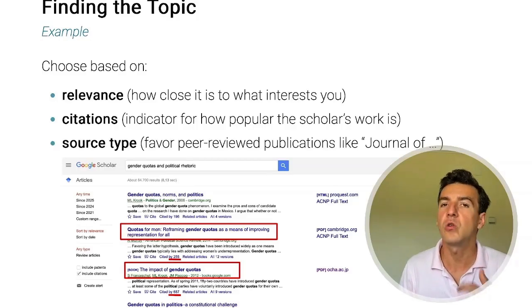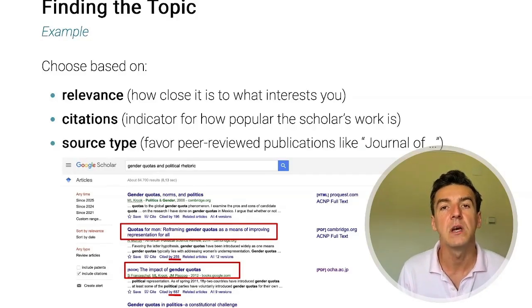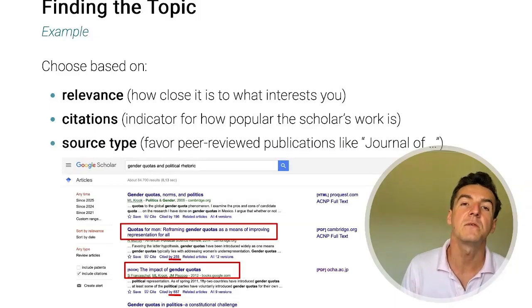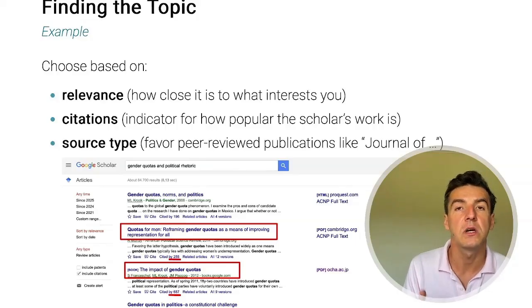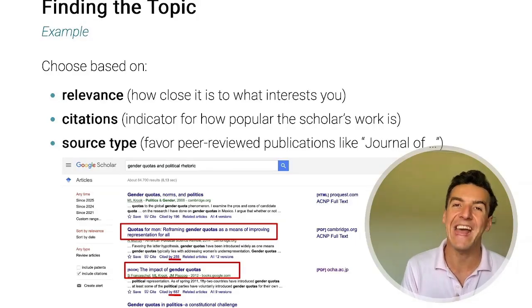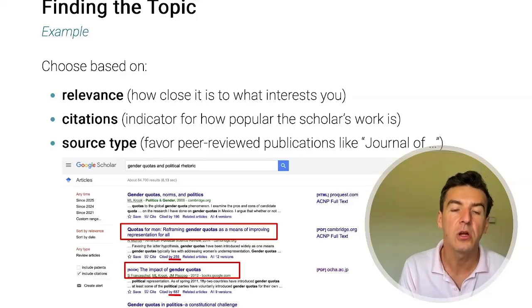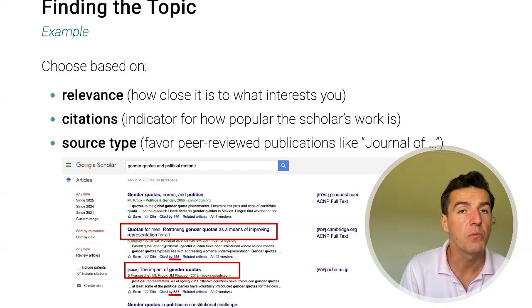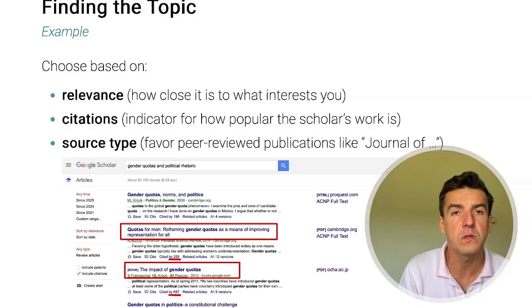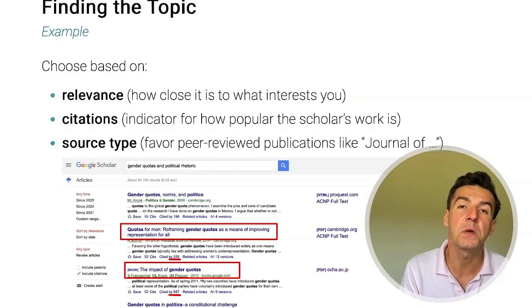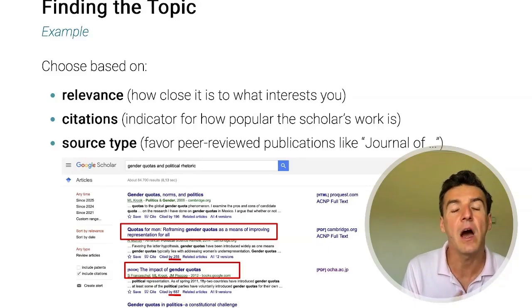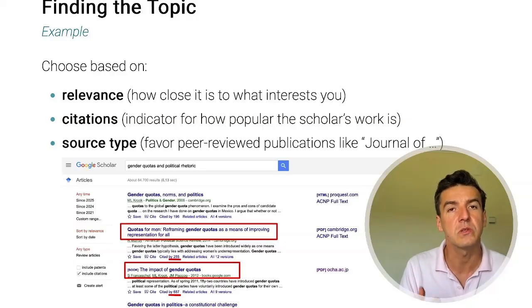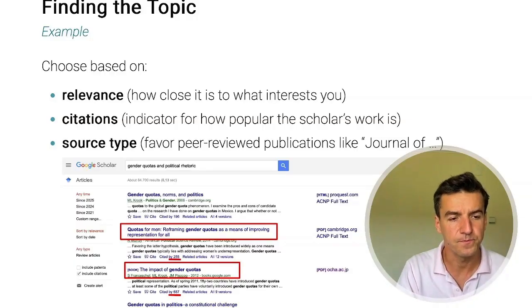You want to understand who the most important scholars in this field, or who have written on this topic, are. And then you definitely want to focus more on peer reviewed publications. This means that these are academic articles that have been peer reviewed. So you shouldn't look too much at reports, or definitely not news articles, but much more at peer reviewed journals, ideally high ranking journals, because those are the outlets most likely to produce research that's at the highest level.